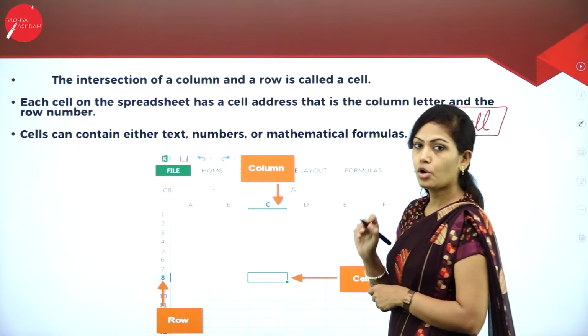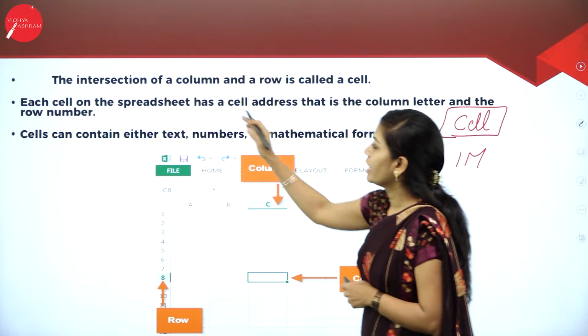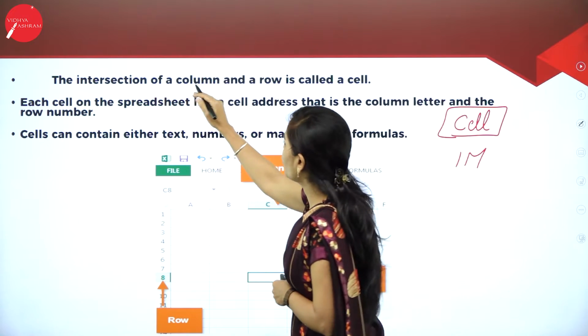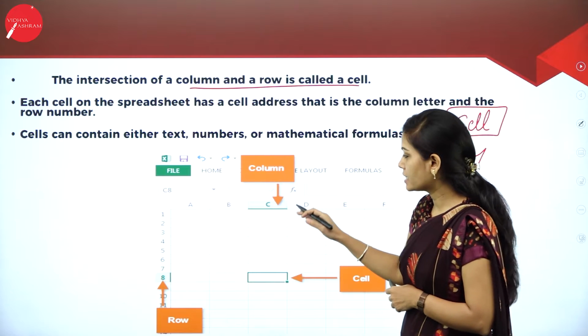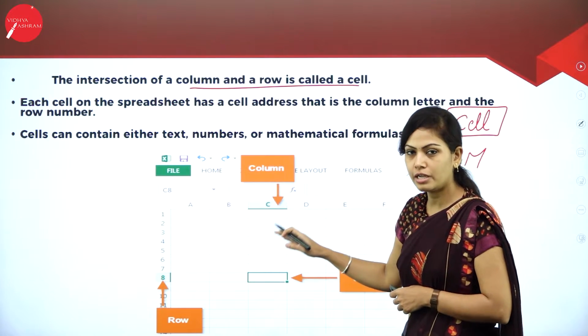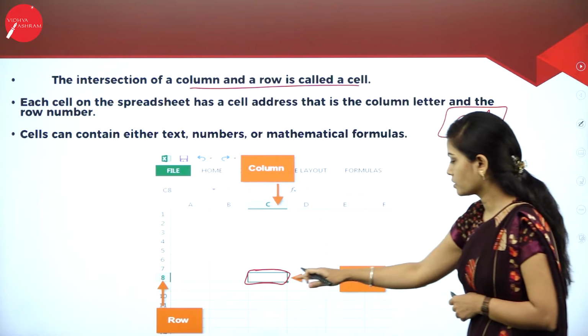What is a cell? One mark question. Cell means the intersection of a row and a column is called a cell. So this is one cell. This is called a cell.